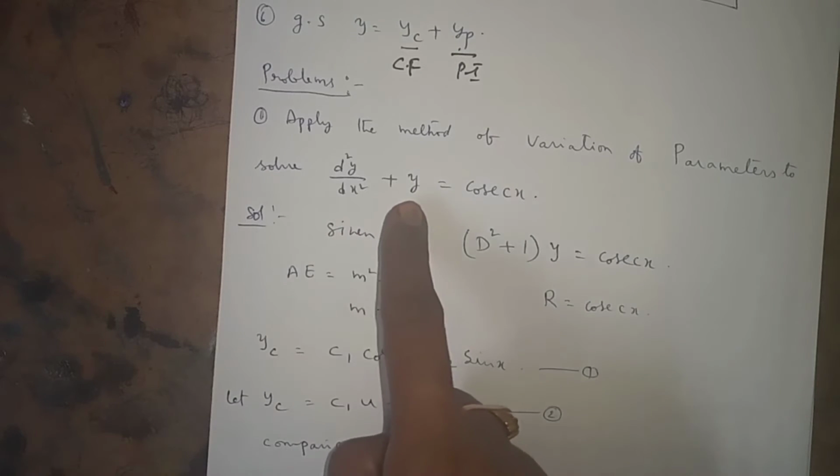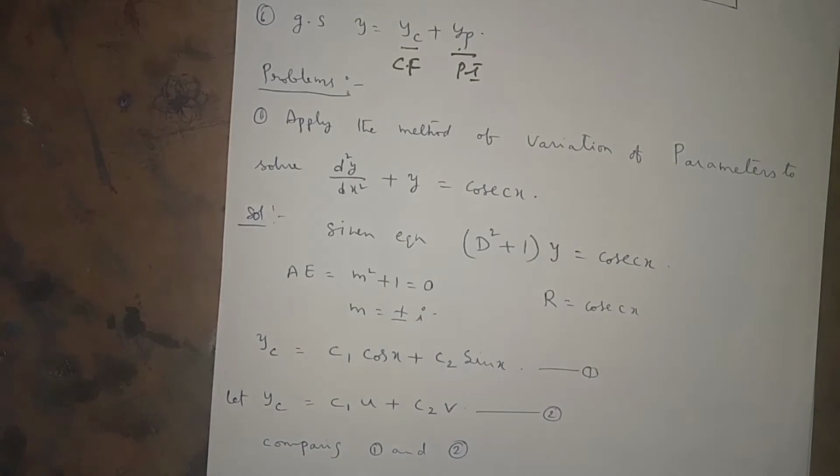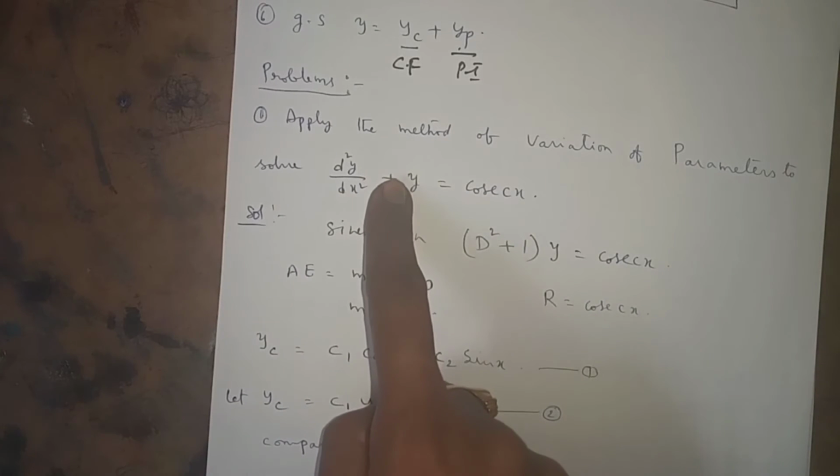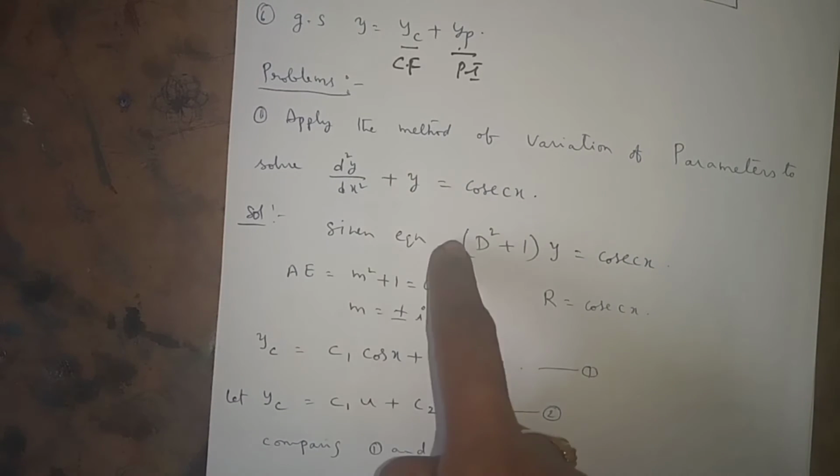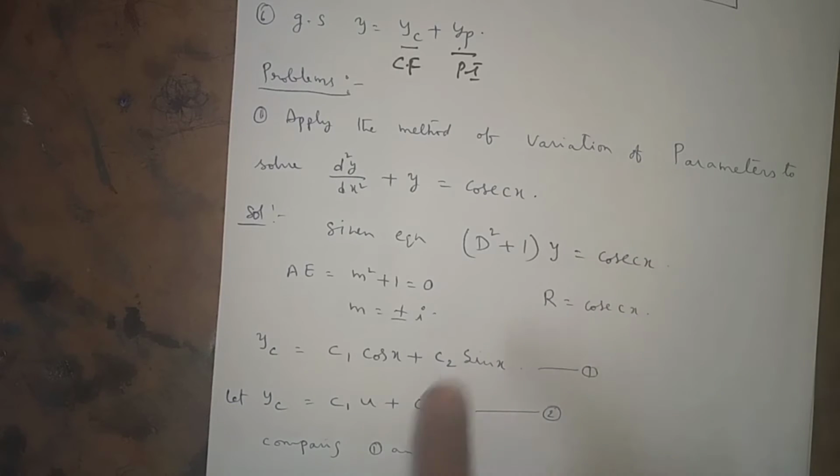Now d square y by dx square plus y is equal to cosec x. If you write the given equation in operator form, you will get D square plus 1 into y is equal to cosec x.